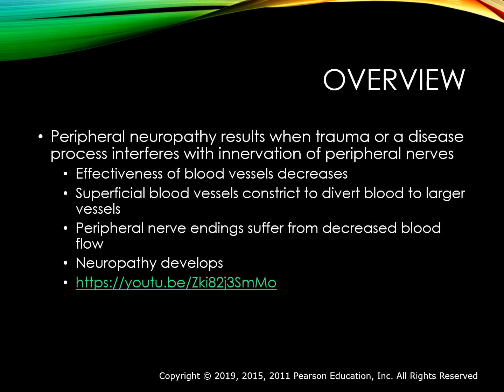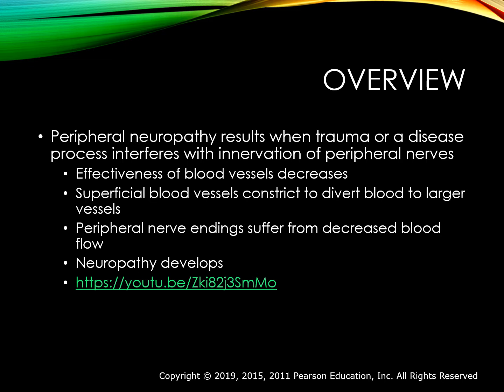Peripheral neuropathy results when trauma or a disease process interferes with innervation of peripheral nerves. The overall effectiveness of blood vessels decreases, and superficial blood vessels constrict to divert blood to larger vessels. So when you have this constriction, you have a decrease of blood, which leads to a decrease of oxygen to the tissues, and that's going to cause a lot of pain in those areas and a lot of tissue damage because of the decreased oxygen.